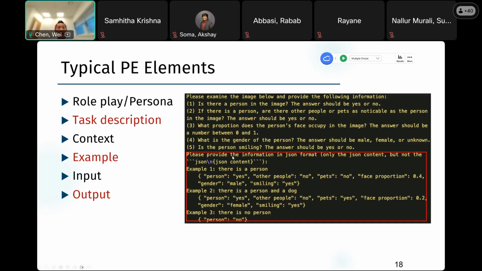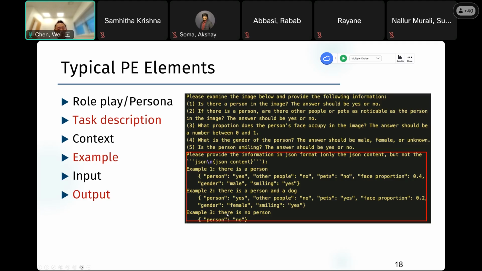And here, what you are looking at is I provided several examples, but these examples are not for the task itself. It's more about the output, right? Because I want the output to be in JSON format. And sometimes when there is a person, I want all the other attributes. But when there is no person, we just have person no, right? So the format will be different.